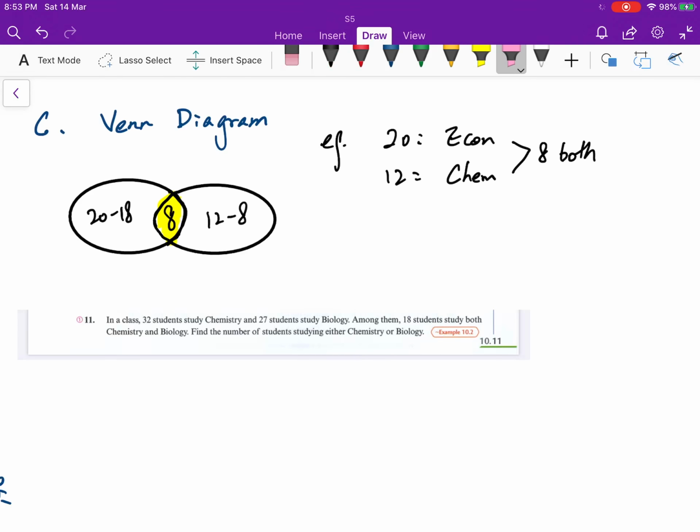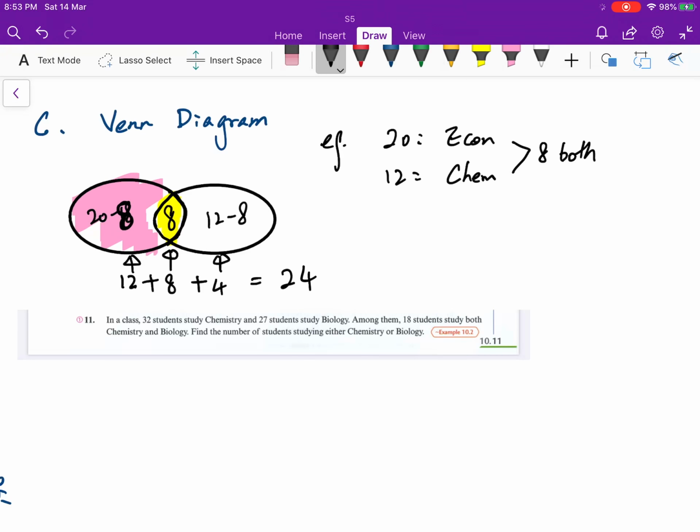So what if I want to find out how many students here? First of all, how many students here? It will be total 20 minus 18. Oh sorry, not 18. My fault. Okay, it will be just 8. Okay, 20 minus 8, it will be 12 only studying econ, then both of them is 8, then only chemistry is 4. So total students here, you can see that it's 24, right?